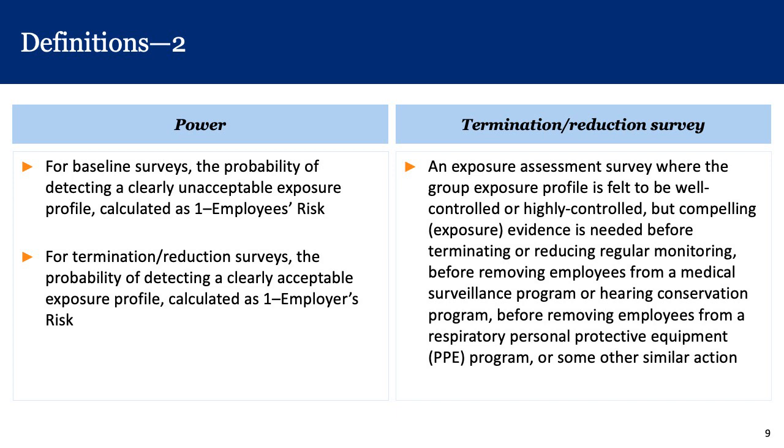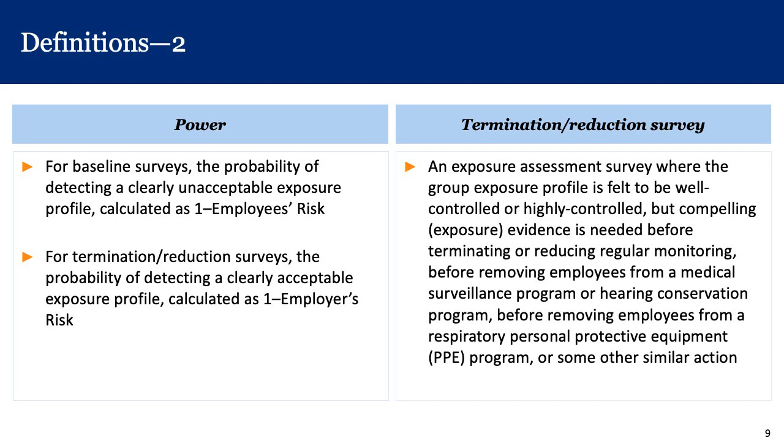The power of a baseline survey is the probability of detecting a clearly unacceptable exposure profile, and it is calculated as 1 minus the employee's risk. And for termination or reduction surveys, defined a little bit later, the probability of detecting a clearly acceptable exposure profile is calculated as 1 minus the employer's risk.